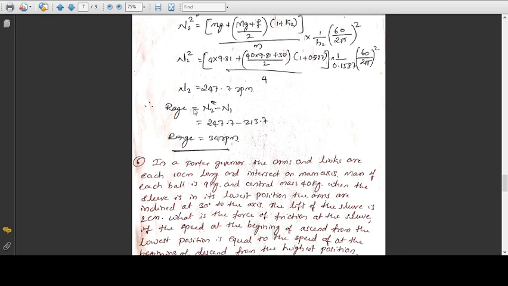So here he asked us to calculate the range of the speed. So range of the speed is given by N2 minus N1. Already I have calculated N2 and N1. With the substitution you will get range as 34 rpm.